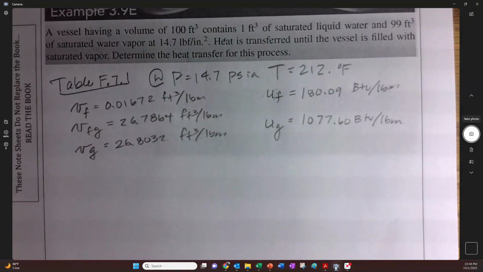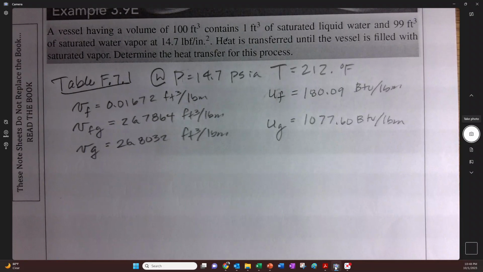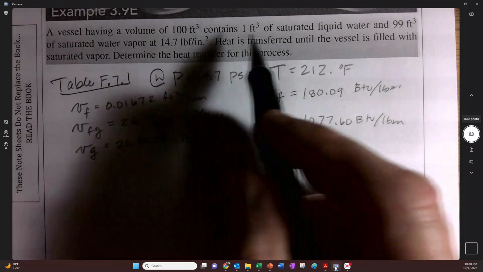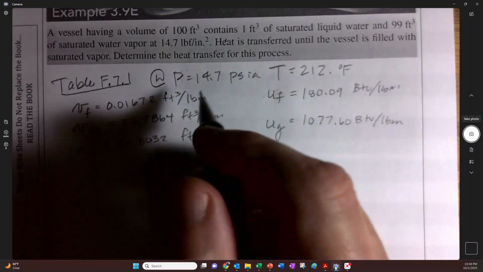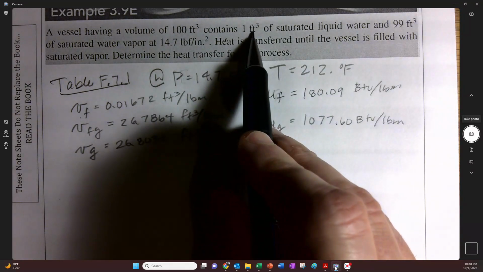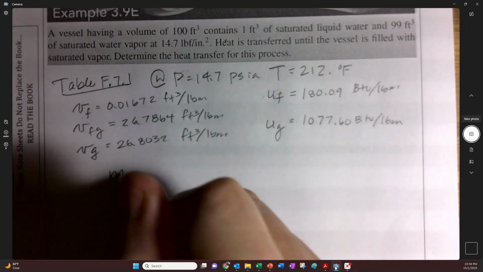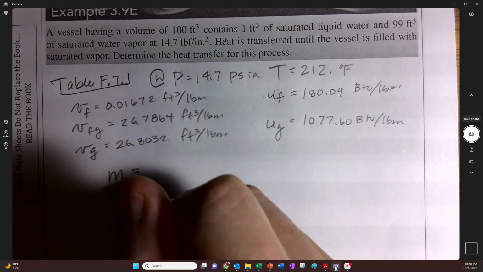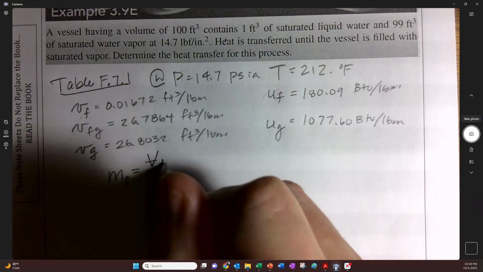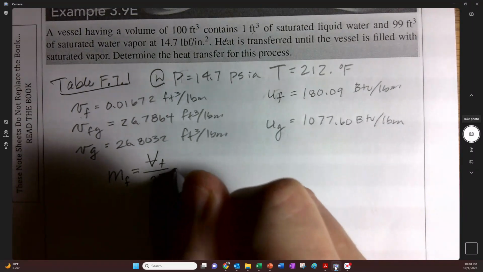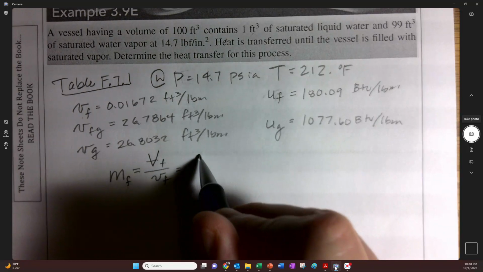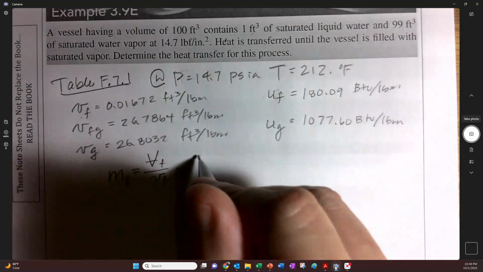And so with that information right there, first I might want to get what the mass is. So I'll take this Vf and compare it to this one right here. So mass of the fluid is going to be equal to the volume of the fluid divided by the specific volume of the fluid. That's state 1, I should point out, and that's saturated liquid.